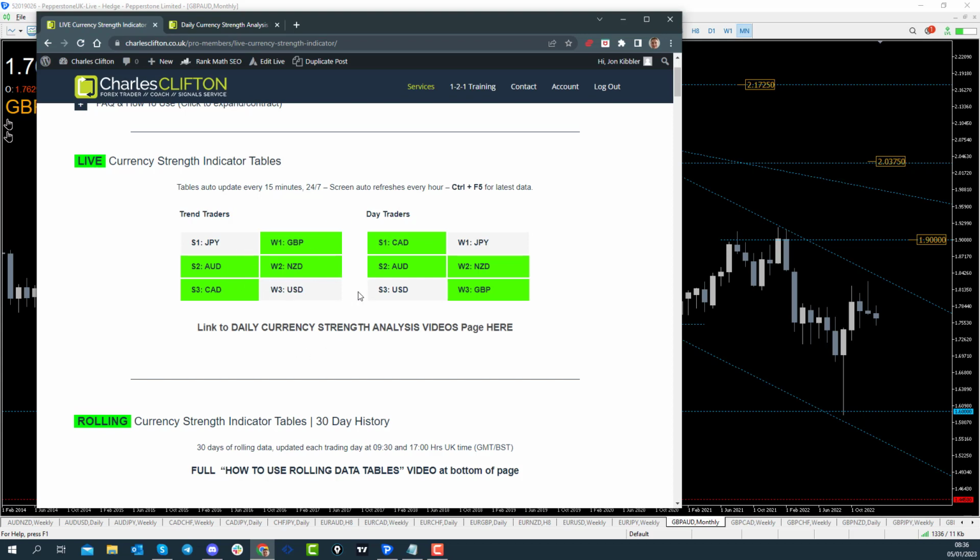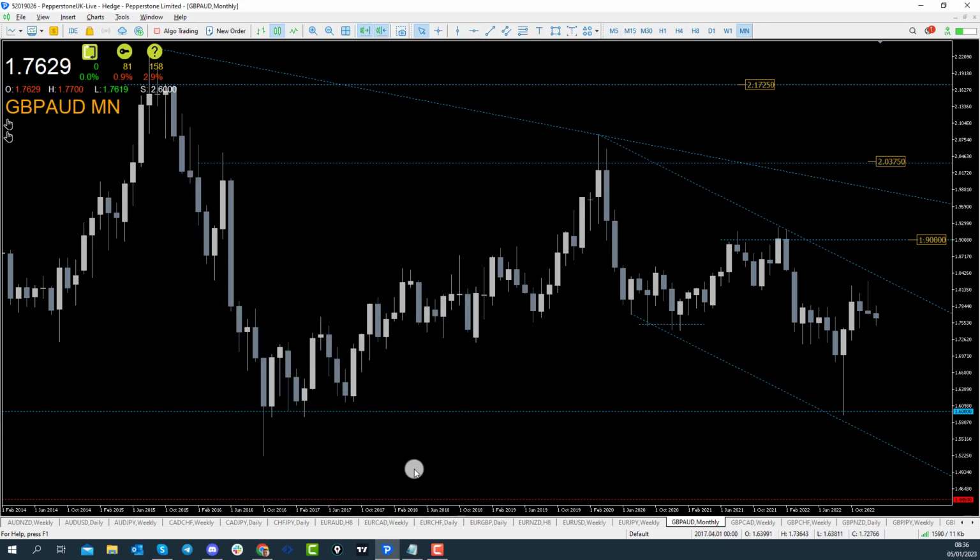Now I'm coming to you a little bit earlier today just because I've seen an opportunity that I think is forming on pound Aussie, and pound Aussie is featured on both the trend trading table and the day traders table here. So I've had a look at pound Aussie, and I think it is in a pretty good position for maybe a short trading opportunity in both the trend trading and day trading sense.